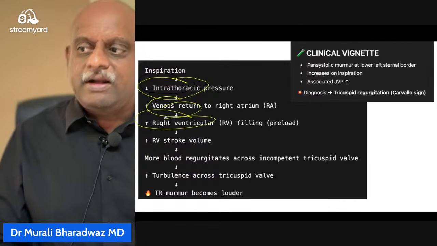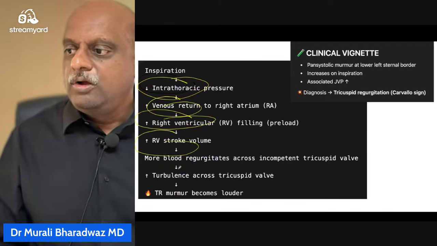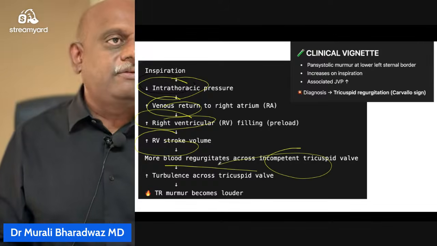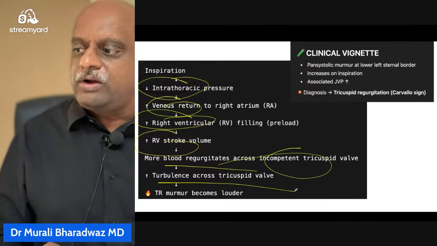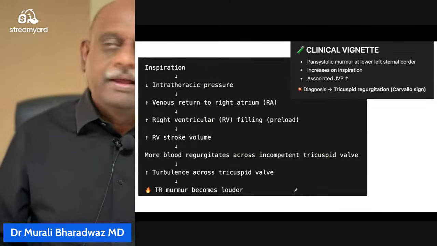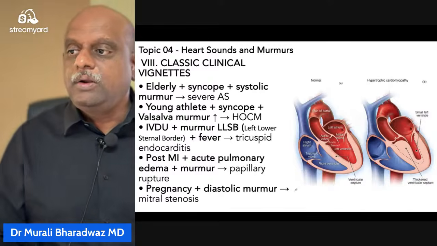So during inspiration, there is a negative intrathoracic pressure, increased venous return to the right atrium, and that increases the right ventricular filling and increases the right ventricular stroke volume. More blood will be regurgitating across the incompetent tricuspid valve. That leads to more turbulence across the tricuspid valve, and the TR murmur becomes louder, which is typically called Carvallo's sign, and is worth remembering.